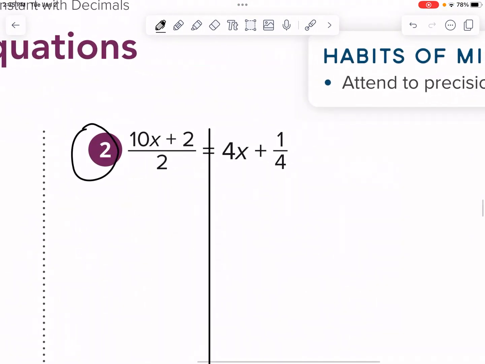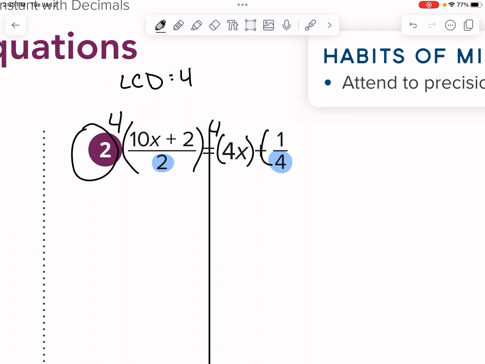So for number 2, find the least common denominator. The least common denominator here is going to be 4. We just did that in the last problem because we have a denominator here of 2, a denominator here of 4. Let's multiply everything by 4. So what happens here, we'll multiply that by 4, this by 4, every expression by 4. Now this first part, 4 divided by 2, I'm going to cross this off, is 2.